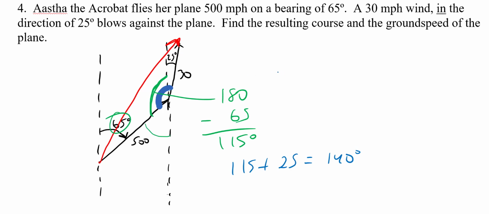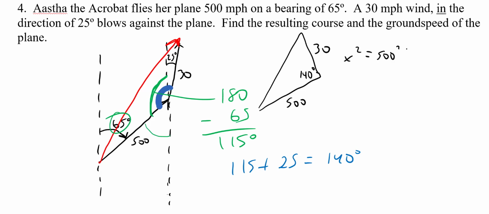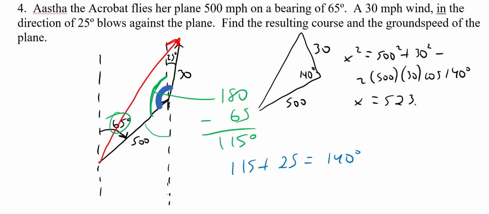So I'm going to actually resketch this picture now. I want to save a little room. I know it's not a good picture. It's okay. So this is 140 degrees. This is 500, and this is 30. So let's use law of cosines. X squared equals 500 squared plus 30 squared minus 2 times 500 times 30 cosine of 140. Okay, so X comes out to be 523.3 miles per hour. Okay, cool.